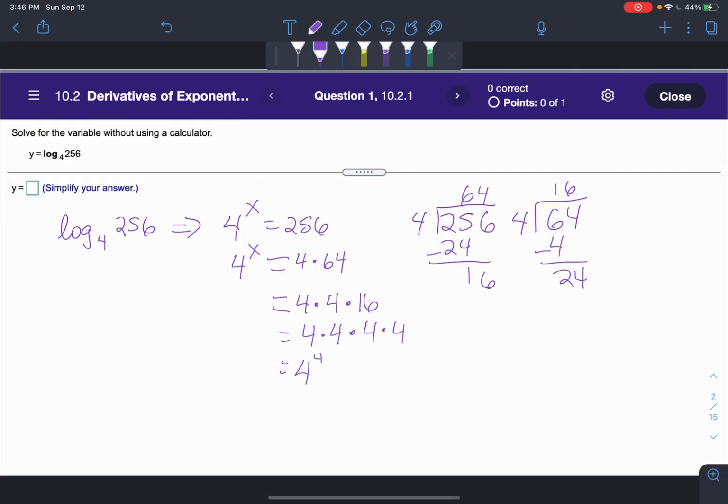to the 4th power. And then since our bases match, and by bases I mean this number that's being raised to a power, since those match, all I do is just say that these exponents are equal. And so my answer here is 4. x equals 4, and basically all this answers is that the log base 4 of 256 is equal to 4, and so originally they just gave it the variable y. Okay?